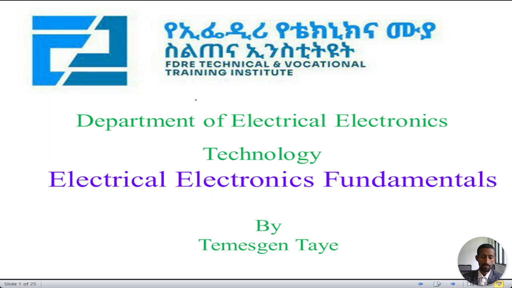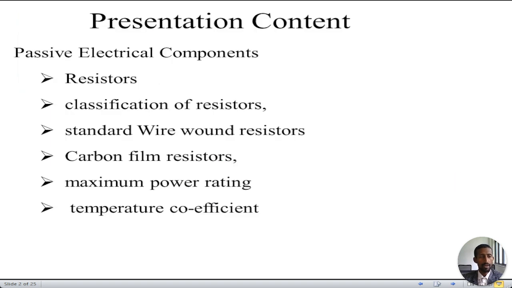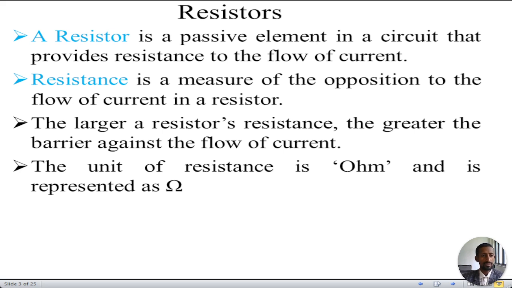In today's class, we will see about these passive electrical components, especially resistors. In this subtopic, we'll see classification of resistors, types of resistors, that means a standard wire wound resistor, carbon film resistor, maximum power rating, and also temperature coefficient.